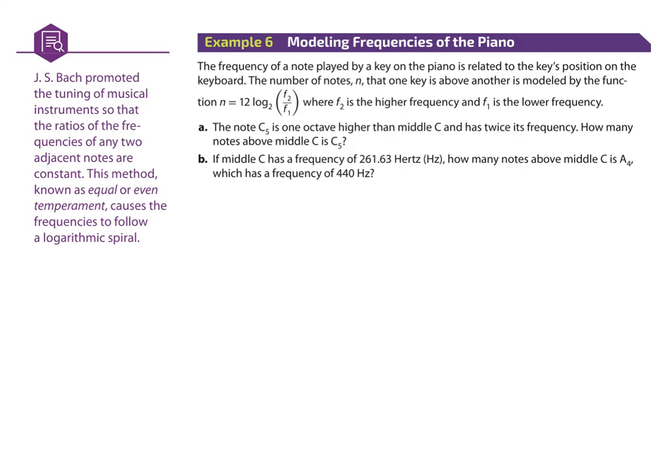Bach promoted the tuning of musical instruments so that the ratios of the frequencies of any two adjacent notes are constant. This method, known as equal or even temperament, causes the frequency to follow a logarithmic spiral. How crazy is that?